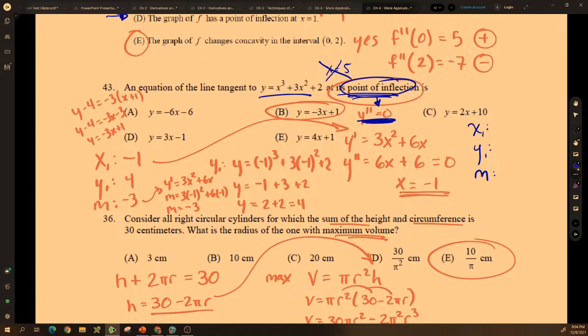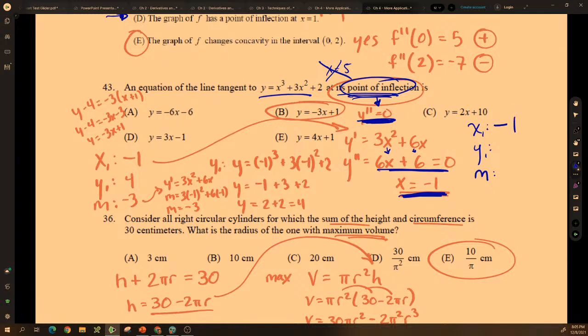So first I'm going to take the first derivative, 3x squared plus 6x. Then I'm going to take the second derivative, the derivative of that, 6x plus 6. And we're going to set this equal to 0. We subtract 6, divide by 6, we get x equals negative 1. So that's the first thing that I solve for.